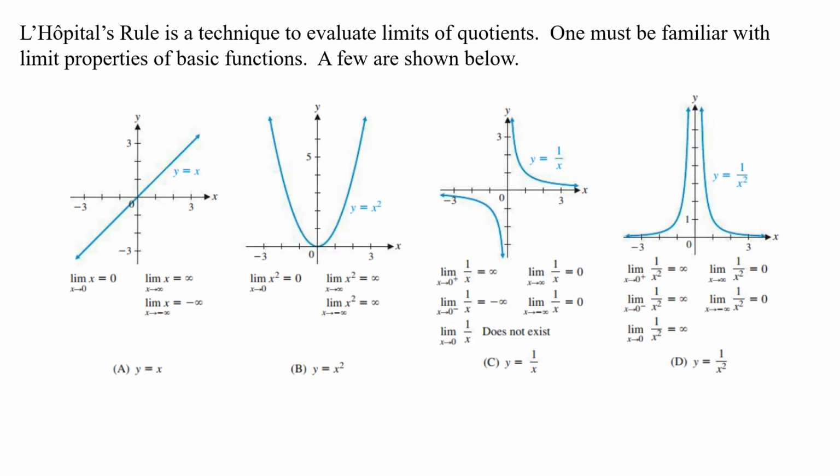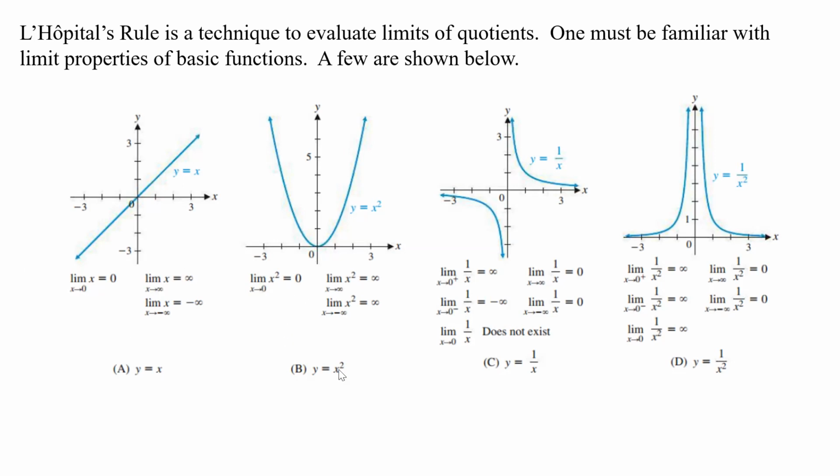Now, one must be familiar with the limit properties of basic functions, and there are a few here below, and we're going to use these to help us do a lot of the limits. So we have to remember what these graphs look like. When we have y equals x, you get a straight line. It's either like this or like this. The limit of x as x goes to 0 is 0. The limit as x goes to infinity is positive infinity, and negative infinity as it goes to negative infinity. And if you had a negative one, it would be the opposite direction.